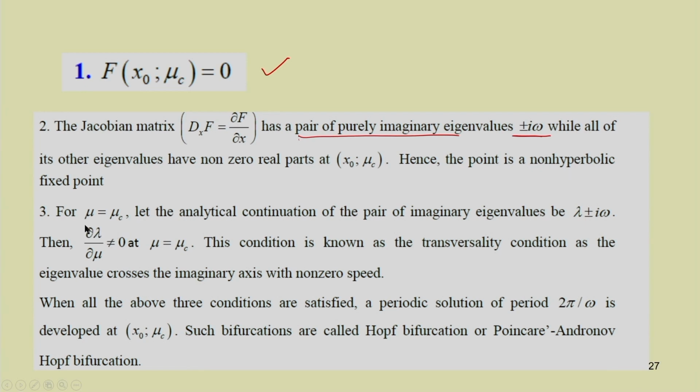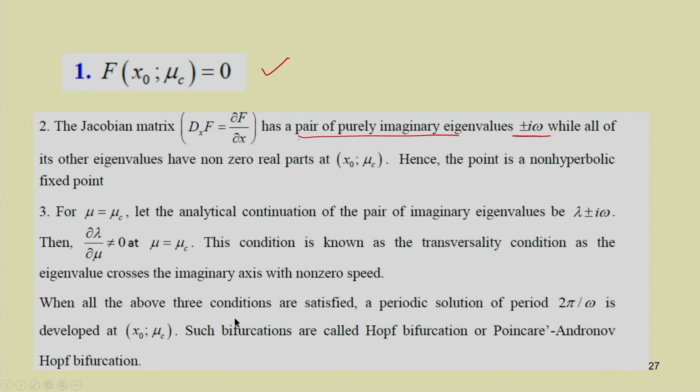The third point is, for mu equal to mu_c, let the analytical continuation of the pair of imaginary eigenvalues be lambda equal to plus minus i omega. Then del lambda by del mu is not equal to 0 at mu equal to mu_c. This condition is known as the transversality condition, as the eigenvalues cross the imaginary axis with non-zero speed. As they are crossing the imaginary axis with non-zero speed, it will give rise to periodic response.